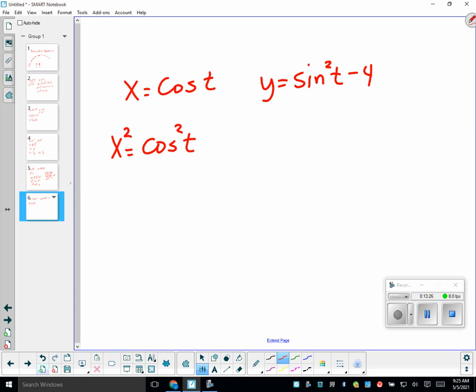Now, this is cosine, this is sine. Can I change that to sine? How? Sine squared plus cosine squared is 1, so cosine squared is 1 minus sine squared. You had it in your head, didn't you? Yes, I did, and I was like, surely that's not right. So now, is sine squared t equal to 1 minus x squared?